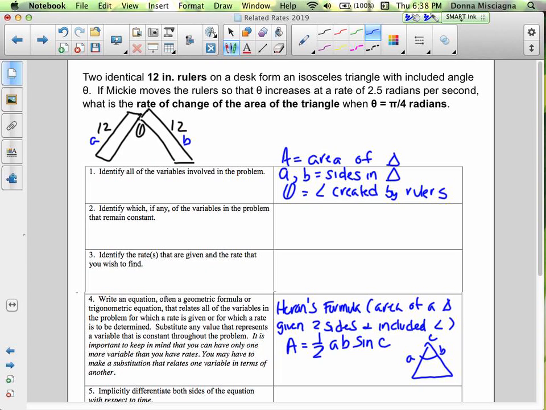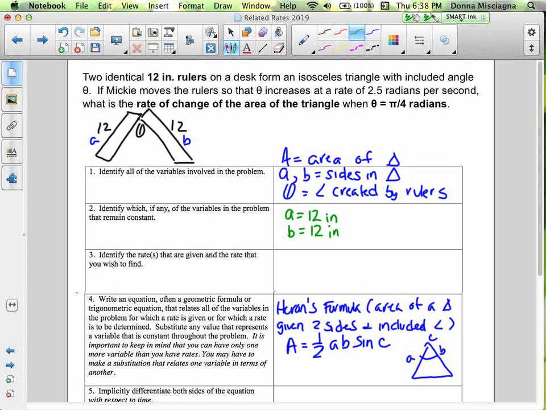Identify which, if any, of the variables in the problem will remain constant. Well, theta will change as the rulers are moved around, and that's going to change the area of the triangle. What will not change is A and B. A is 12 inches and B is 12 inches. They are going to stay that way. They are rulers. We are not chopping off a piece of the ruler. They are just going to stay the exact same length.